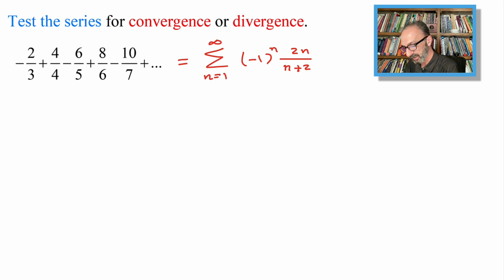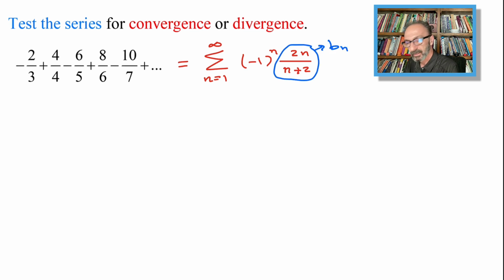Let's test it. When n equals 1, I have negative 1 to the power 1. That will give me the negative sign to start with. And the numerator is 2 times 1, and that's a 2. The denominator is 1 plus 2, which is a 3. So that should do it. Now this is our a sub n, which means this part right here is b sub n.